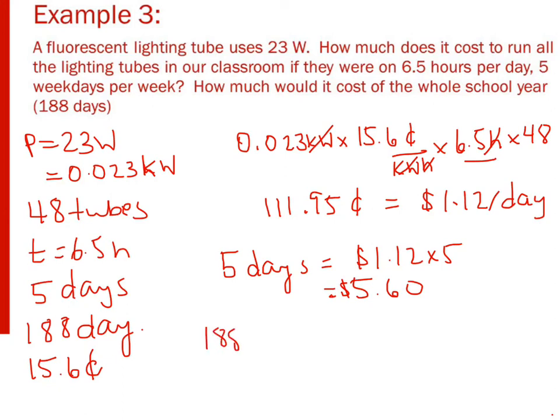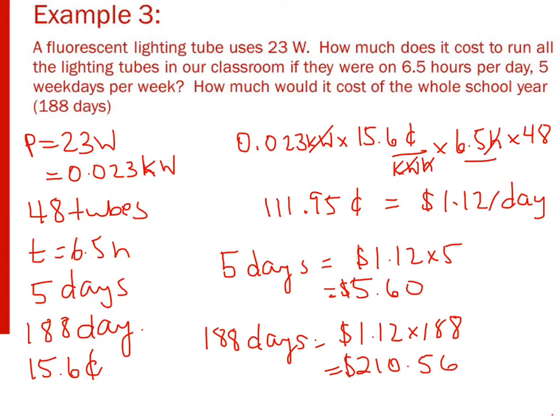For a whole year, 188 days, we're going to do $1.12 times 188. So that's $210.56, which may not seem like a ton of money, but think, that's one classroom. How many classrooms are in the school? Is everybody leaving the lights on all the time? That cost can add up really fast. And so we can save money and energy and the environment just by turning off the lights.